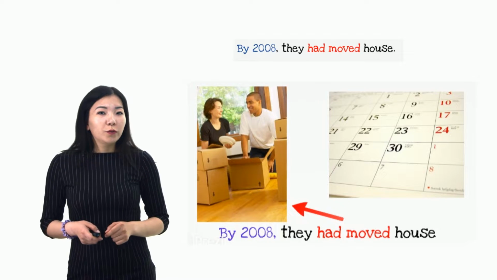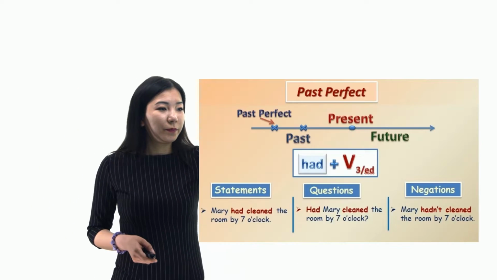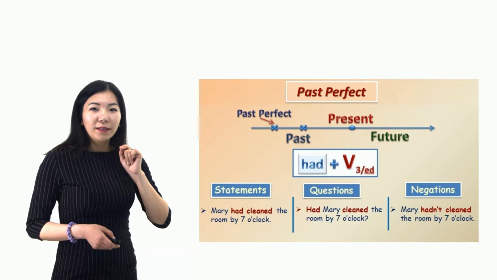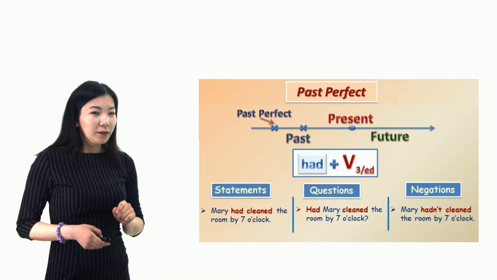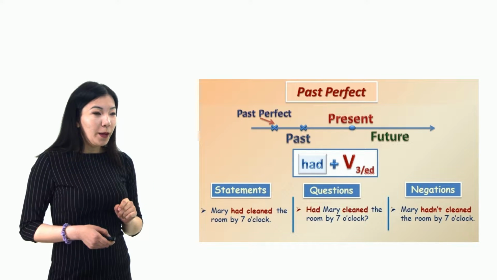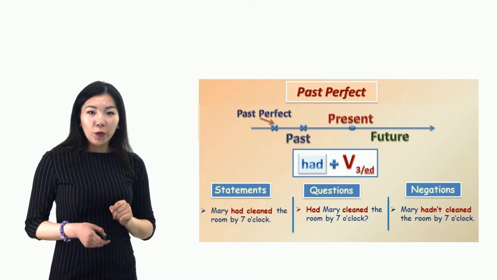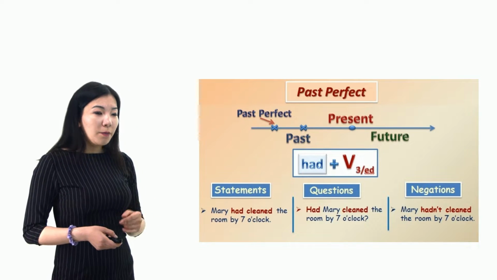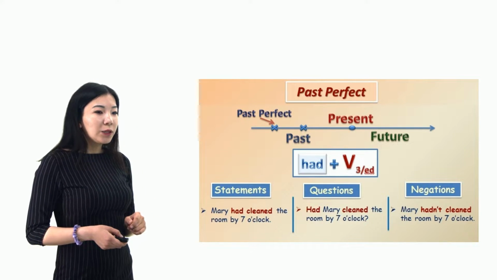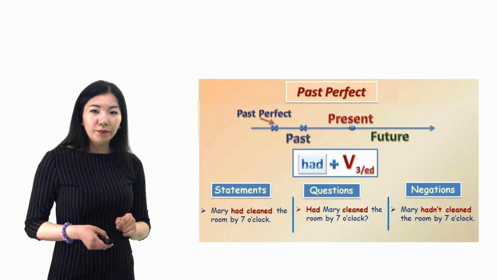So, to form an affirmative sentence, we need to start off with the subject plus the auxiliary verb had followed by the past participle form of the main verb. For example, Mary had cleaned their room by 7 o'clock.